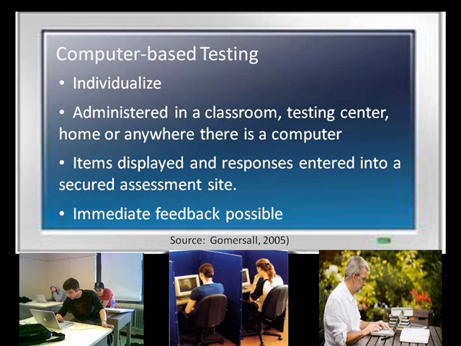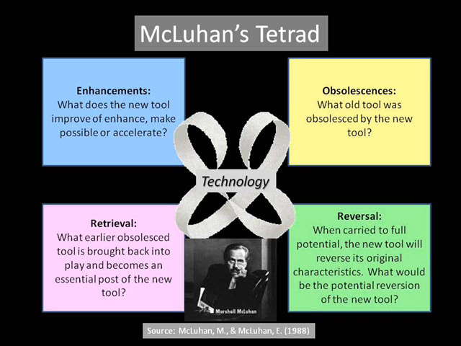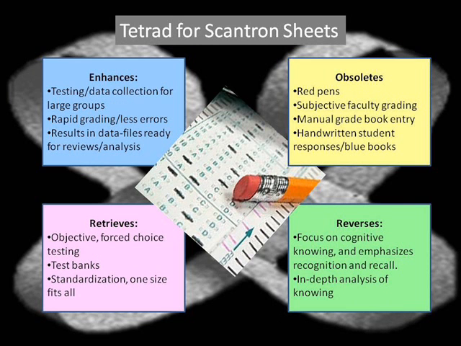Computer-based tests are the emerging means of learning assessment. They are individualized, secure, and make immediate feedback possible. But first, let's look at how the Scantron became so popular and why it has now become obsolete. McLuhan proposed the tetrad as a means for discussing the effect of technology on society. The four quadrants examine what is enhanced, obsolete, retrieved, and reversed. Here is a tetrad for the Scantron sheet.